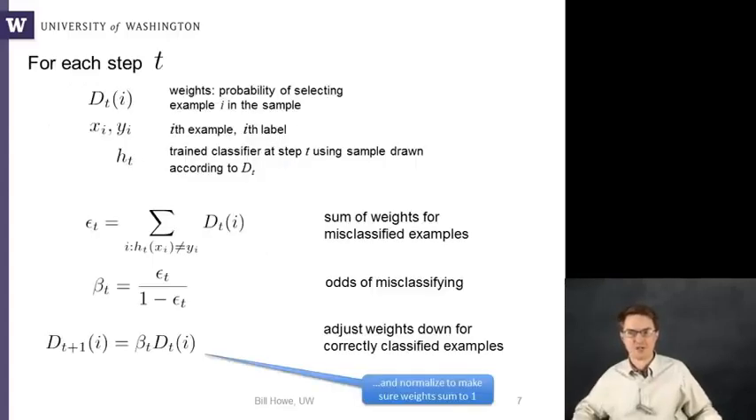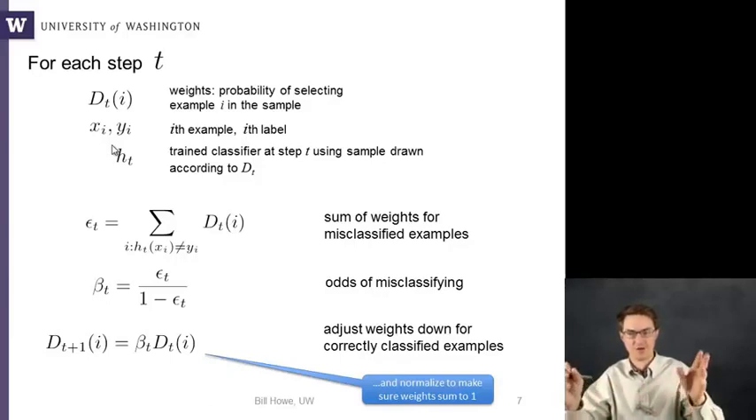Okay, so for each step t, we've got a vector of weights, which represent the probability of selecting example i in the sample. So that's this D. So D_t(i) is the probability of selecting i in the sample. And these are initialized to equal probability, to uniform probability. Okay, and then x_i and y_i are your record and your label. I've been saying data point, example, and record, I think, sort of interchangeably, which probably isn't all that helpful, but bear with me. So h_t is the trained classifier at step t, using a sample drawn according to the weights D.